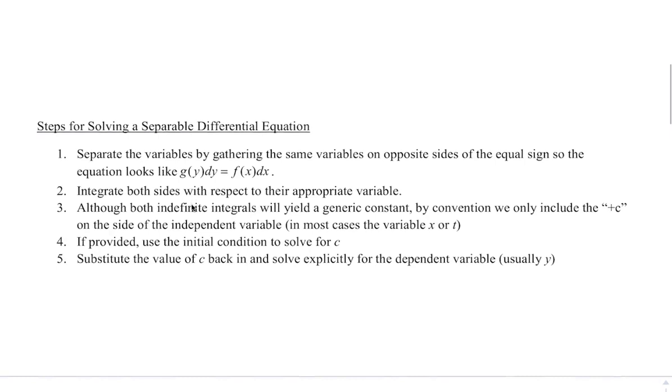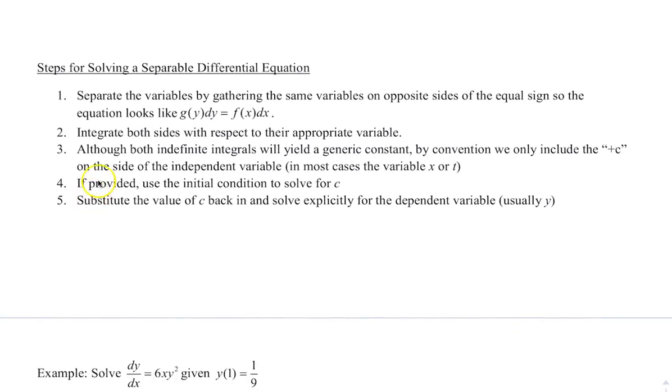So let's talk about how you're going to solve this. I kind of showed already. First, you separate the variables by gathering the same variables on opposite sides of the equal sign so that the equation looks something like this, like I did up there. And then we're going to integrate both sides with respect to the appropriate variable.